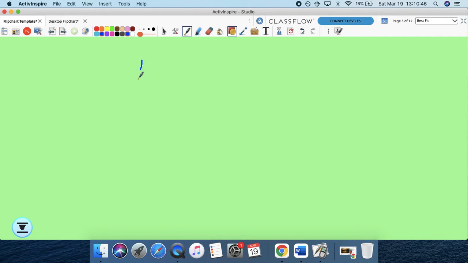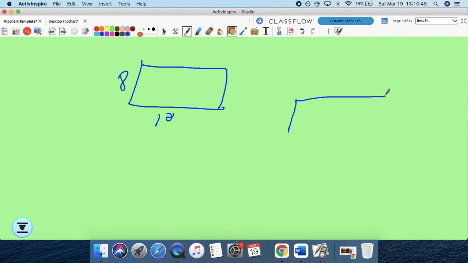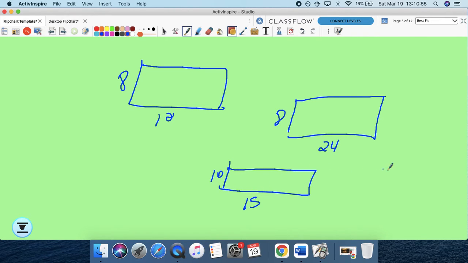8 and 12, so we have a rectangle. It's 8 feet wide and 12 feet long. So that's my rectangle. So we have 3 rectangles. One that's 8 and 24. We have another one that's 10 and 15. And we have another one that's 4 and 5. Which of these are similar rectangles?